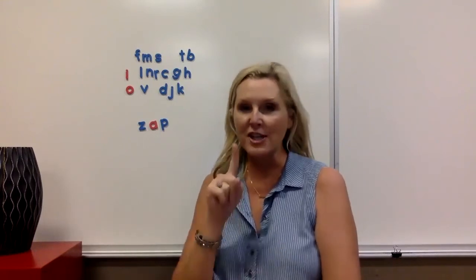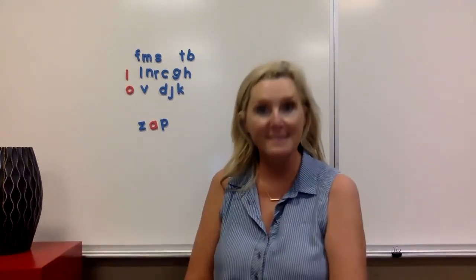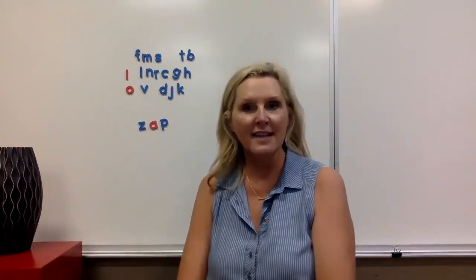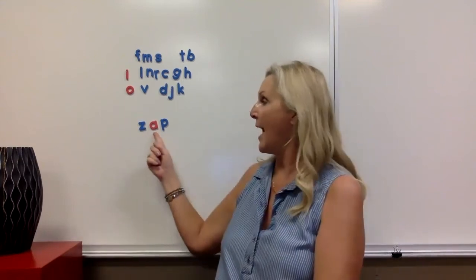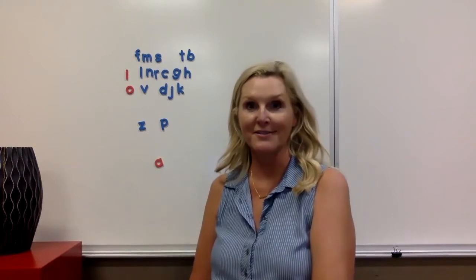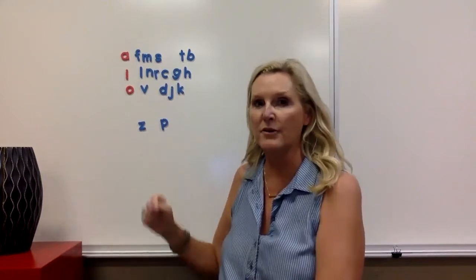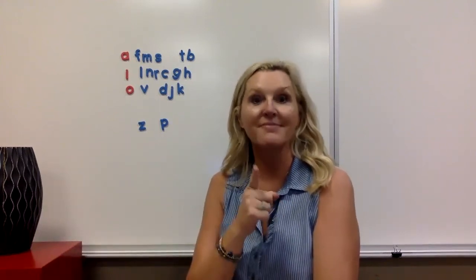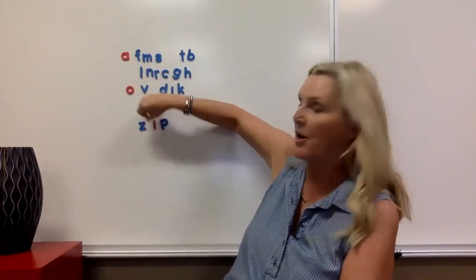Now then, we need to change one letter to change zap to zip. Say zip. Let's tap it. Z, i. What letter is different in zap than zip? We have zap. We want to make it zip. That middle letter. I hear something different there, so I'm going to take that one out. So let's tap it out and see if we can figure out what letter goes there. Zip. What letter? What sound? I. What letter? I. Itchy I.